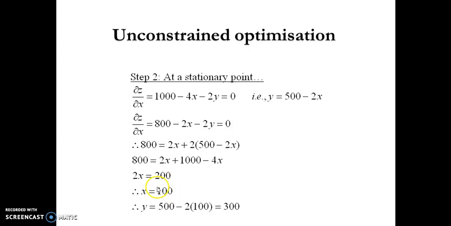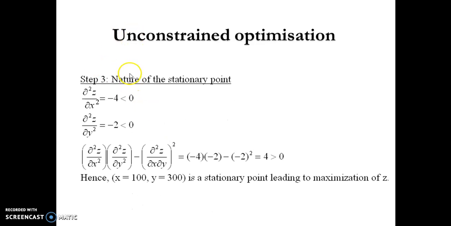Now you can substitute that into your function over here where y was equal to 500 minus 2x, and x is 100. So y is equal to 300. So we've solved for our values for x and y. But now we have the coordinates, remember we want to evaluate the nature of this point. So now we need to look at our second order partial derivatives.